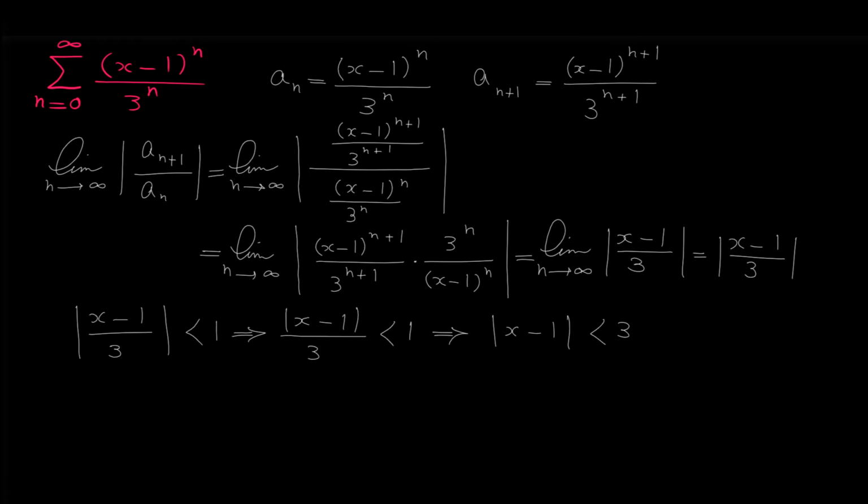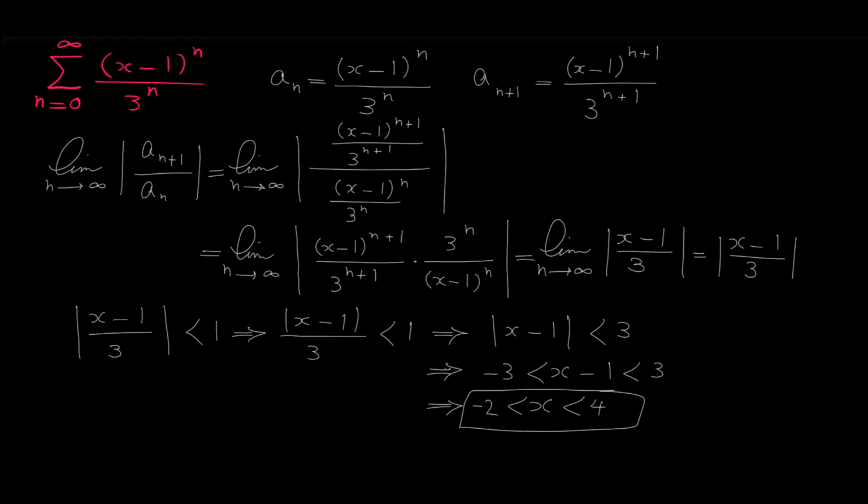Now let's continue solving our question. When the absolute value of x minus 1 is less than 3, we can rewrite this inequality in the form of x minus 1 between negative 3 and 3. If we add 1 to both sides of this inequality, we get x is between negative 3 plus 1, which is negative 2, and 3 plus 1, which is 4.